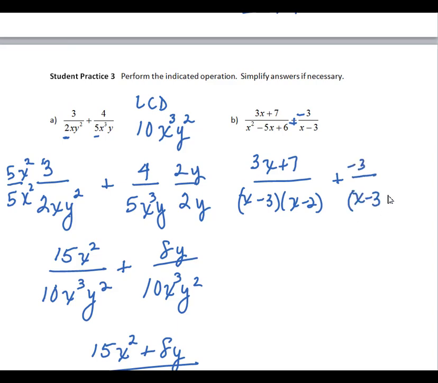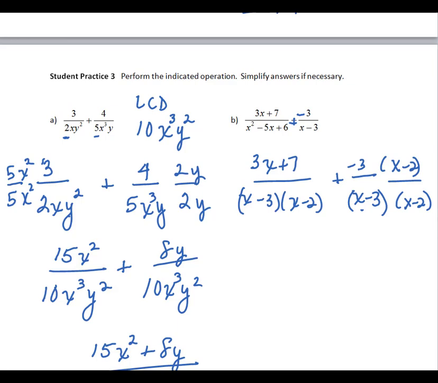So on this one, again, you can build the LCD off to the side, or you can just literally look and say, am I missing anything in one denominator that I have in the other? And I am missing an x minus 2 over here. I'm not missing anything over here. My LCD is x minus 3 times x minus 2.